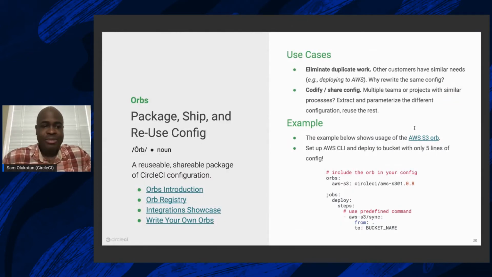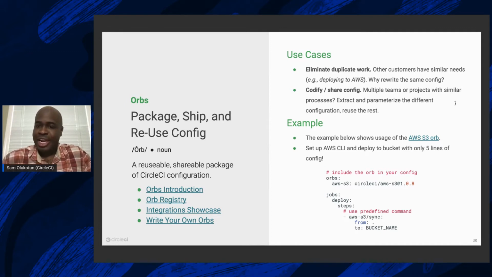Finally, Orbs is a feature on CircleCI that allows you to package, ship, and reuse configuration. If you think of your configuration file as just a package of code, you can think of your Orbs as a module that you can import into your configuration and use without having to implement everything from scratch.